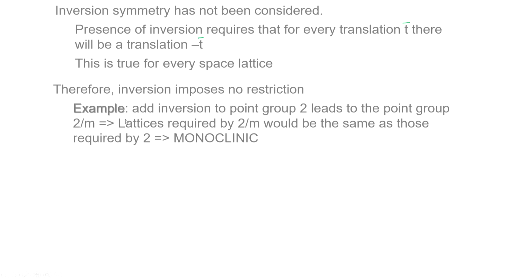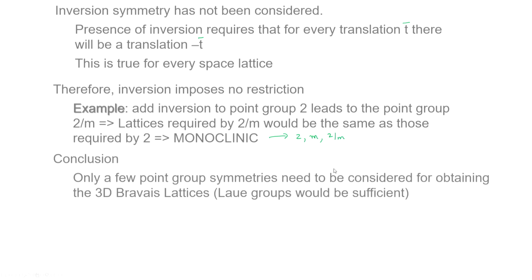Well, it leads to point group 2/m. Lattices required by 2/m would be the same as those required by 2, and if you recall, right in the beginning I had mentioned this, that for a monoclinic system I can have 2, I can have m, I can have 2/m.